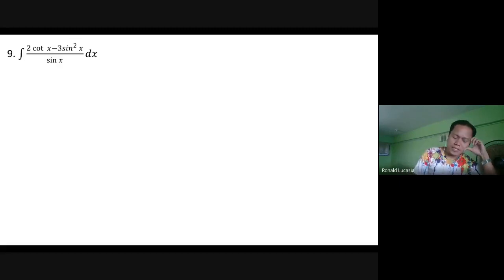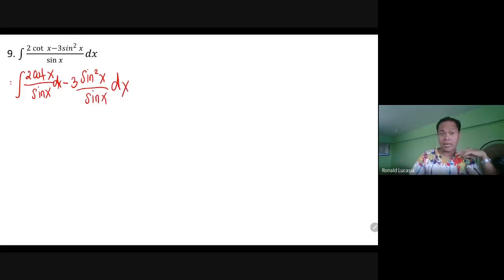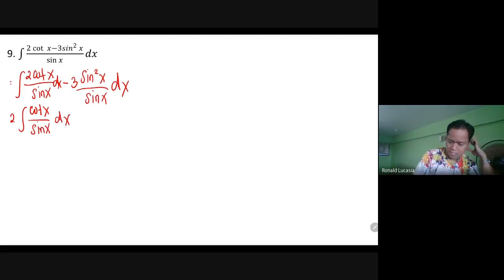Kasi ito ay trigonometric antidifferentiation. So we have there the integrand of 2 cotangent x minus 3 sine squared x over sine x dx. So when we are going to solve that, that will be equal to, i-distribute lang natin yung sine x, that's 2 cotangent x over sine x dx minus 3 sine squared x over sine x dx. I-distribute lang natin yung sine x sa baba. Distributive property of division. The constant term there is 2 at saka negative 3. So this is 2, the integrand of cotangent x over sine x dx minus 3. This will be sine squared x over sine x dx.